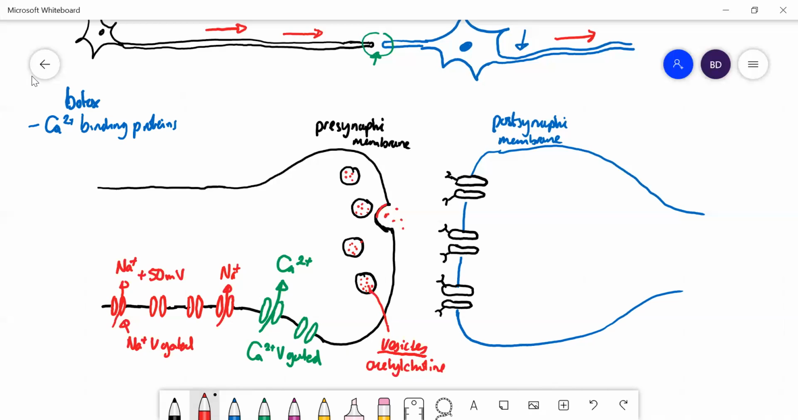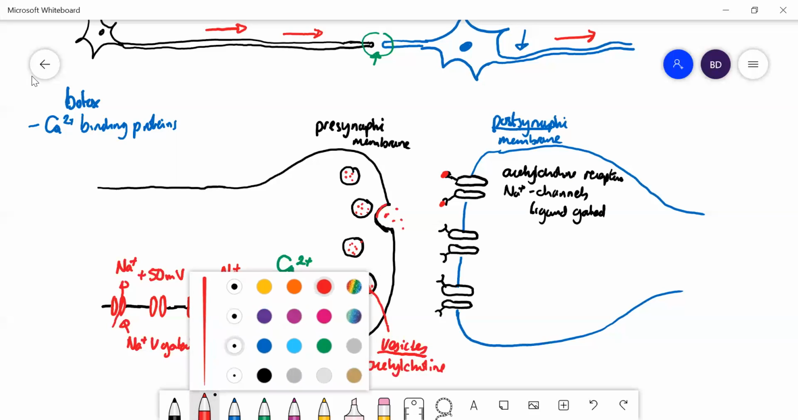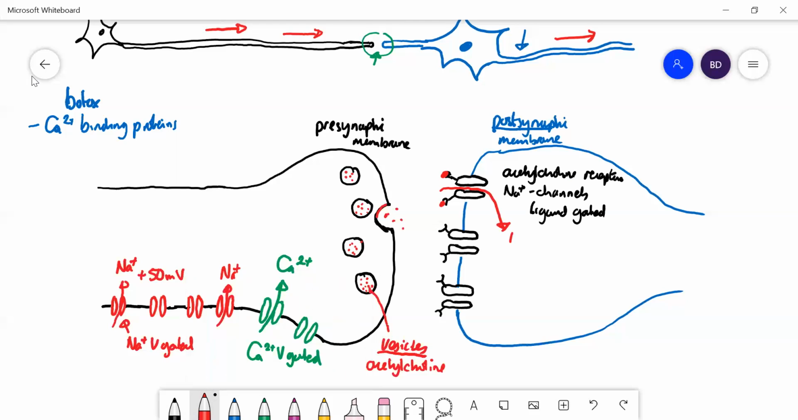Anyway, let's talk about the acetylcholine molecules. They are released. Then on this side, on the postsynaptic membrane, these black things here are the acetylcholine receptors. And what they are is they are sodium channels. They're not voltage gated. These are sometimes called ligand gated, the ligand being the acetylcholine. And when the ligand, the acetylcholine, binds to the receptor there, that changes the shape of this transmembrane protein and allows sodium ions to pass into the cell.